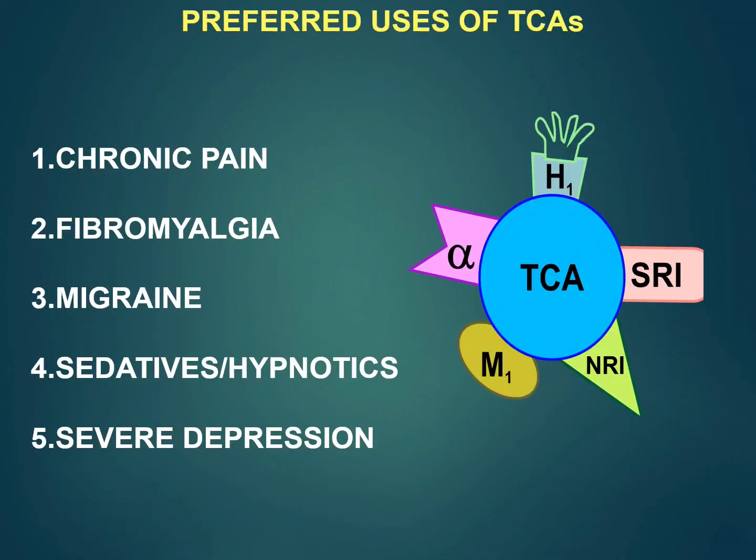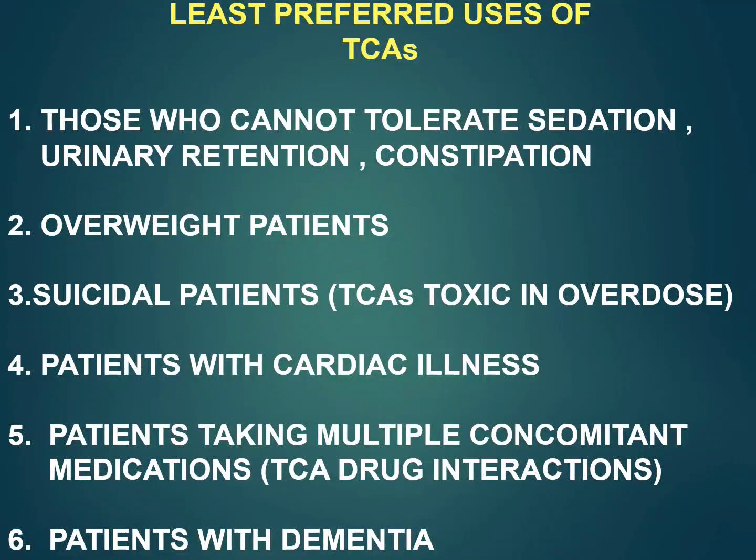Now, tricyclic antidepressants are still preferred for use in chronic pain, fibromyalgia, migraine, and sometimes as sedatives and hypnotics, then in severe depression. In the first four, they're used in low dose. But for severe depression, they have to be used in high dose. These are the least preferred uses of tricyclic antidepressants. I told you most of them.